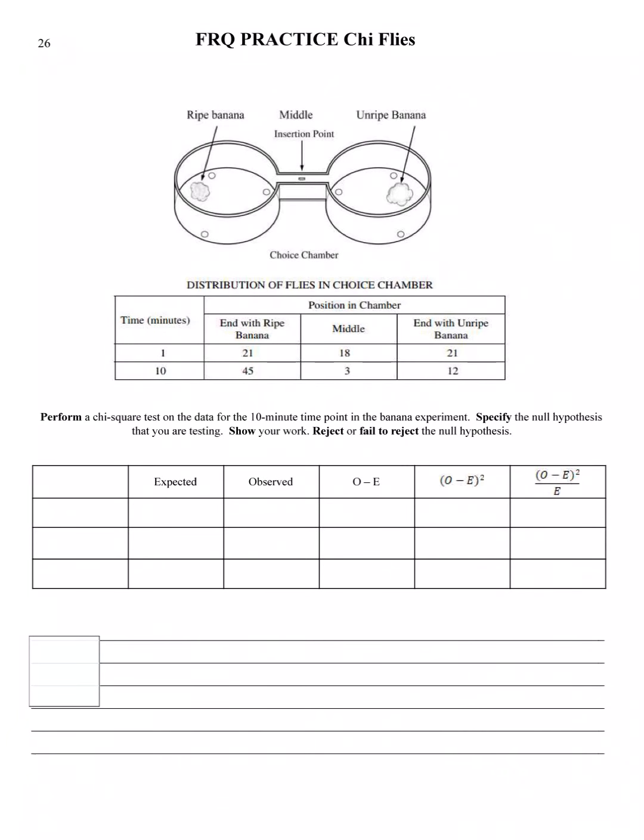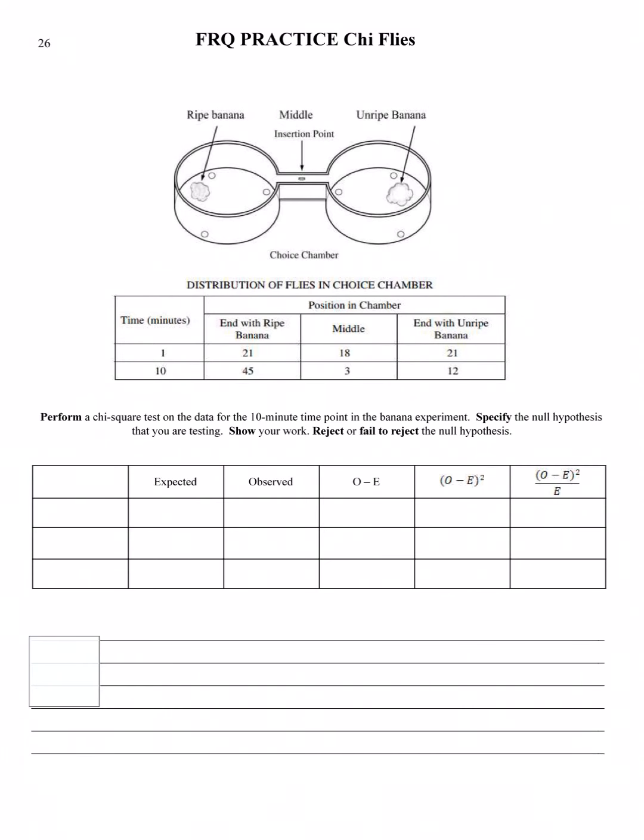In this video, we are going to practice with chi-squares on an FRQ format. You're given here a diagram that is referred to as a choice chamber. And in this choice chamber, there are three sections. A section here with this ripe banana, the insertion point, and a section with the unripe banana.